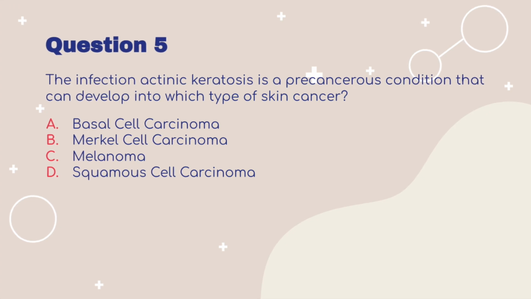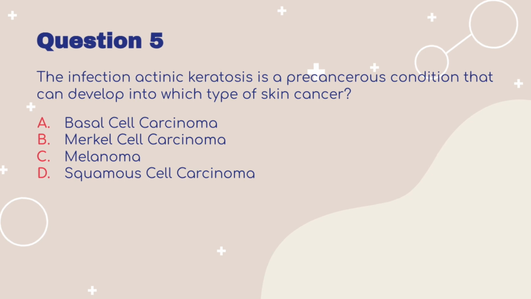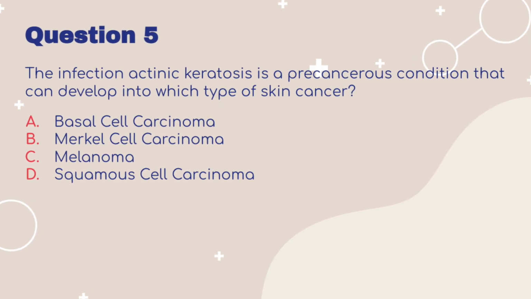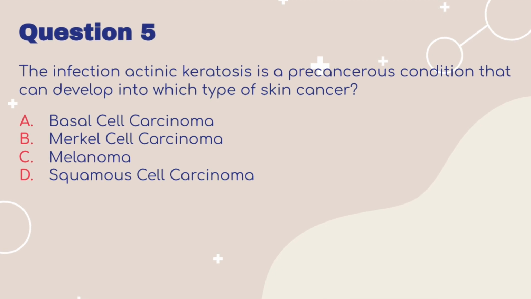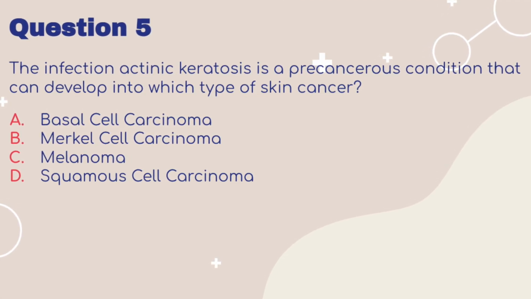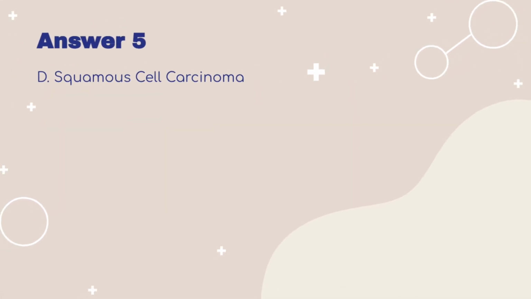Question 5. The condition actinic keratosis is a precancerous condition that can develop into which type of skin cancer? A. Basal cell carcinoma, B. Merkel cell carcinoma, C. Melanoma, or D. Squamous cell carcinoma. The answer is D. Squamous cell carcinoma.